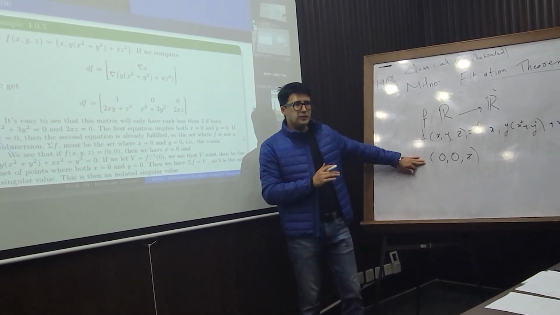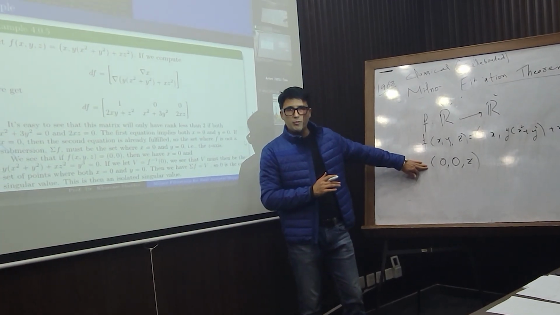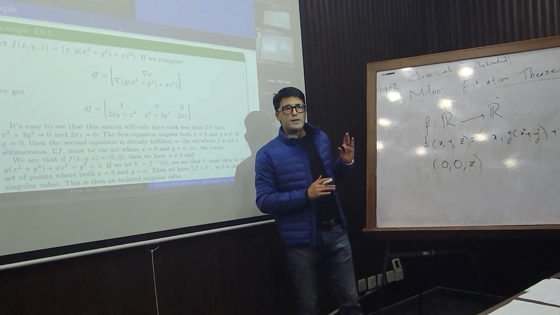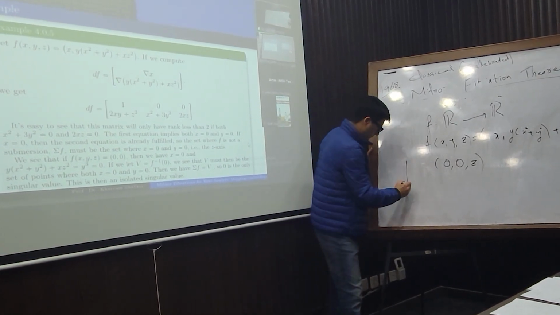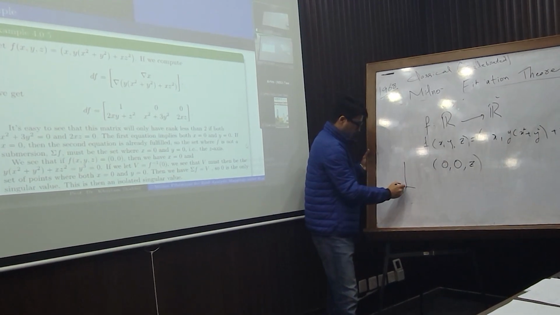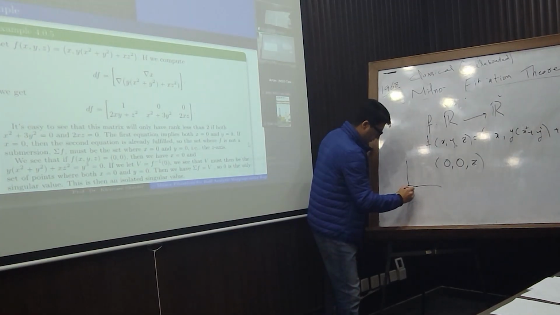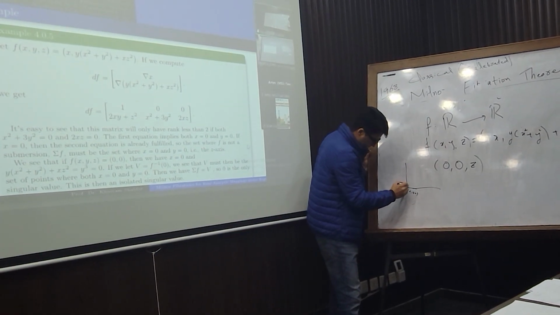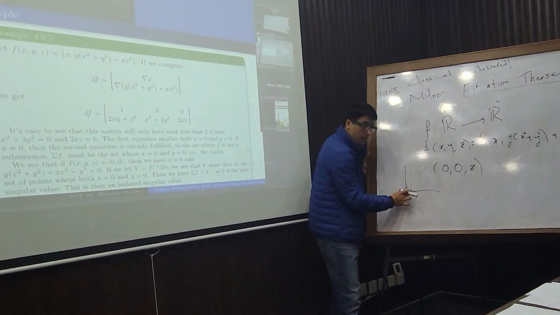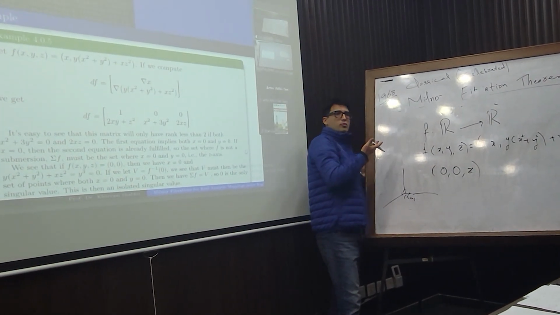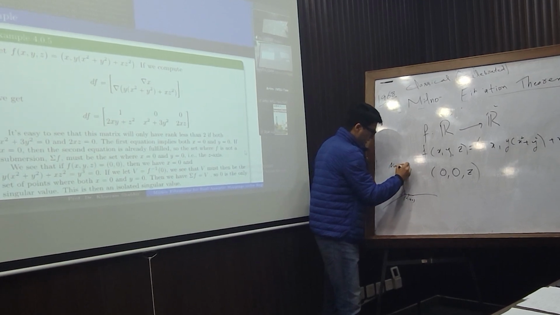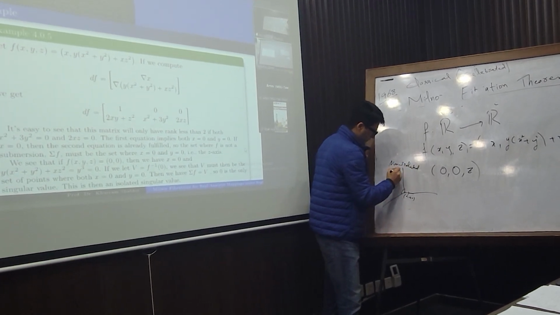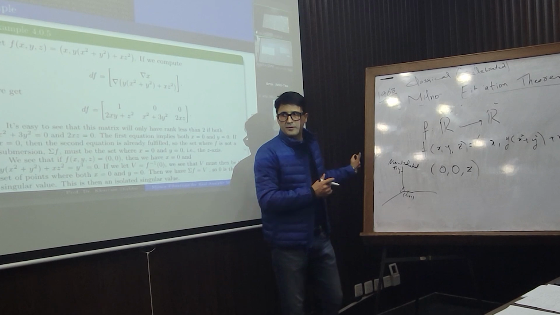So what does this mean? These are all singular points, but this is not an isolated singularity. Why? Because this is the z-axis, so if you are at 0, 0, 0 and consider a neighborhood around 0, you will get more singular points. So that means this is a non-isolated singularity in this case.